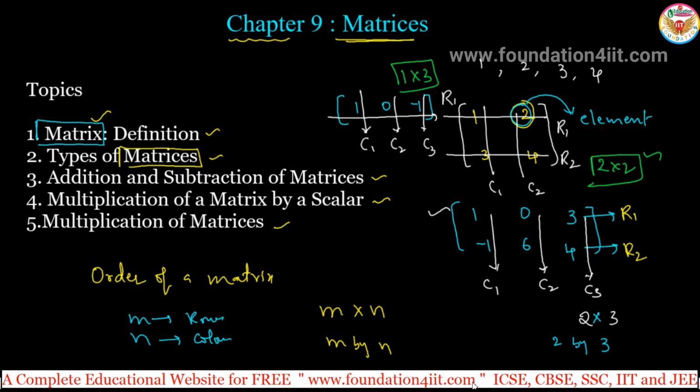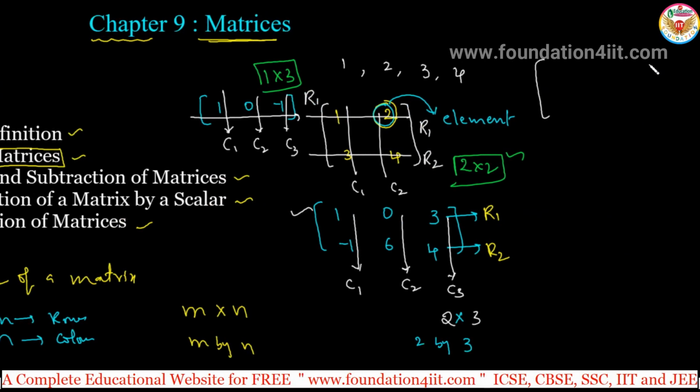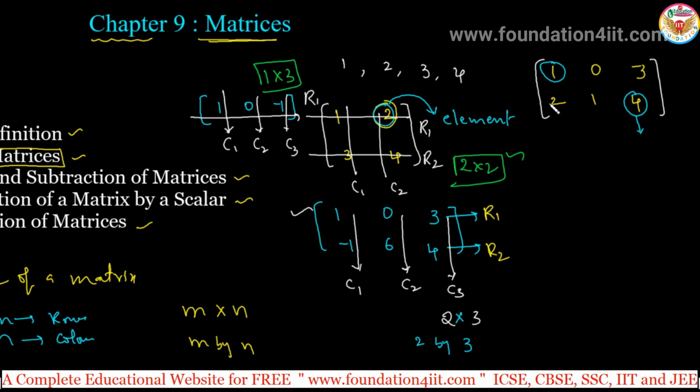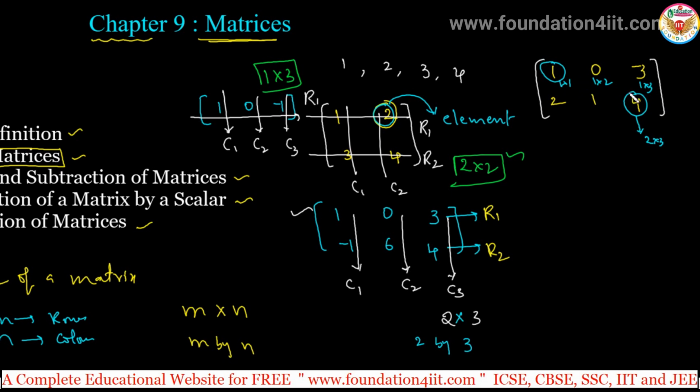And every element has a particular position. Let us take 1, 0, minus 3, 2, 1, 4. If you observe, this element is in the first row, first column. Let's take this: 4 is in the second row, third column. This is first row, first column. First row, second column. First row, third column. So every element has a particular position, with rows and columns. Which row and which column it is in, that we can take.